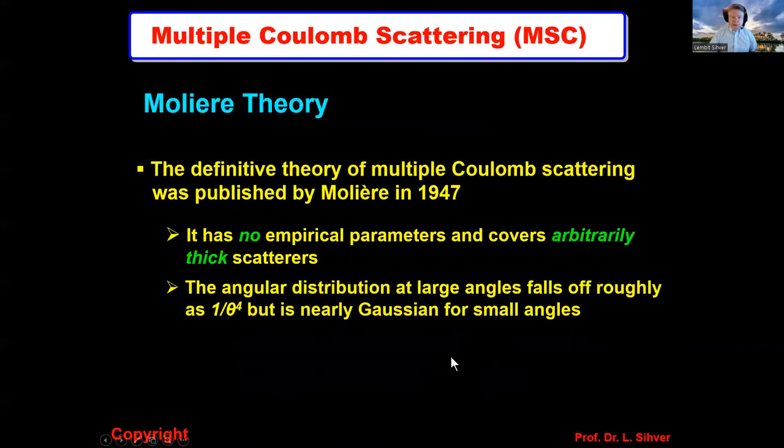And multiple Coulomb scattering can be described with Moliere theory. The definitive theory of multiple Coulomb scattering was published by Moliere in 1947. It has no empirical parameter and covers arbitrarily thick scatterers. It's a great theory, I think. The angular distribution at large angles follows roughly as 1 over theta to the power of 4, but it's nearly Gaussian for small angles.